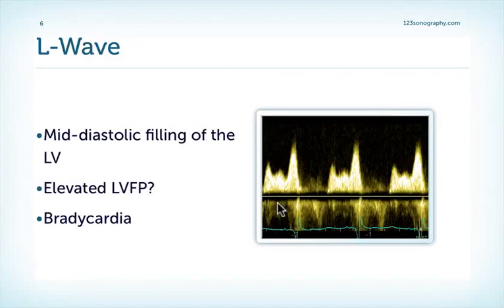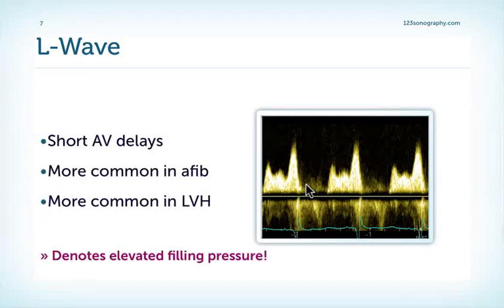So what you see here is a pressure tracing of an L wave. The L wave is located between the E and the A wave during diastasis, and it denotes elevated left ventricular filling pressures. In other words, even during diastasis, we have an elevation of the left atrial pressure, which pushes the mitral valve open. You will find this curve very frequently in patients who have bradycardia, and also in patients who have short AV delays, and even in patients who have atrial fibrillation. Very commonly, you will also see it in patients who have left ventricular hypertrophy.